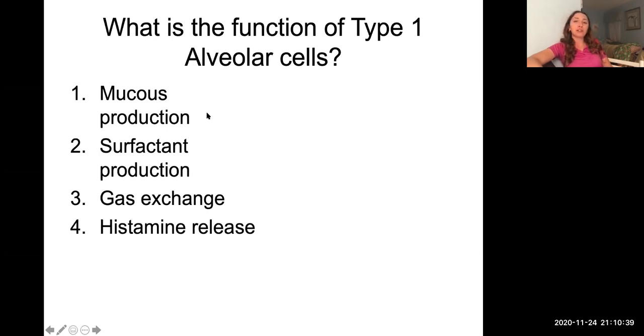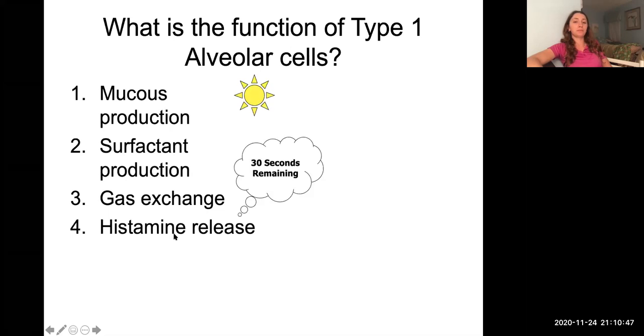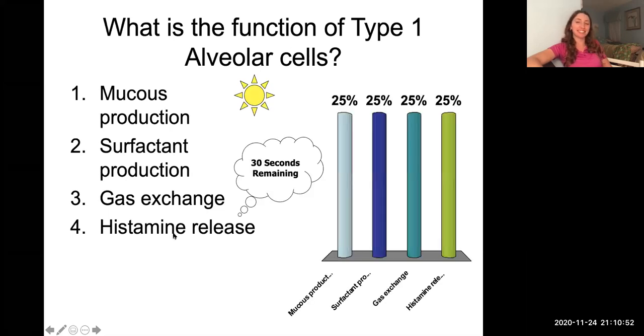What is the function of type 1 alveolar cells? Mucus production, surfactant production, gas exchange, or histamine release? Gas exchange. Yes. I mean, you can't say it out loud, but yes.